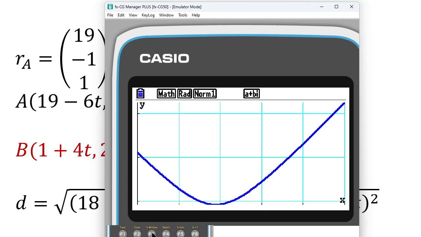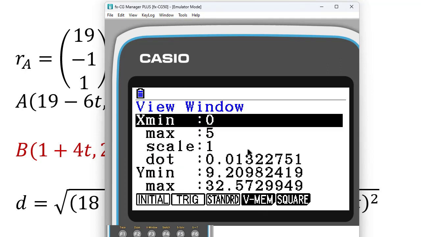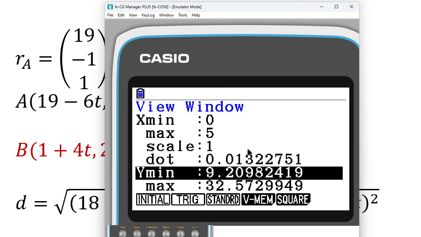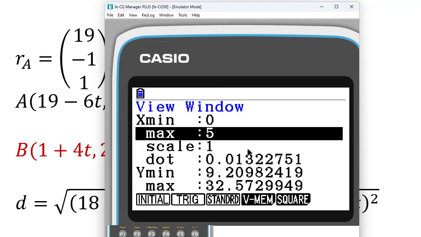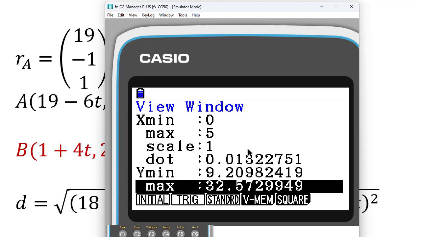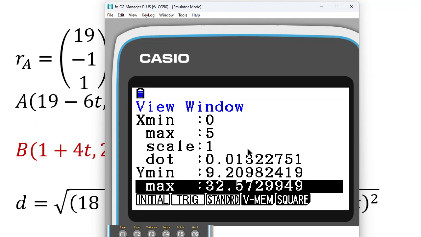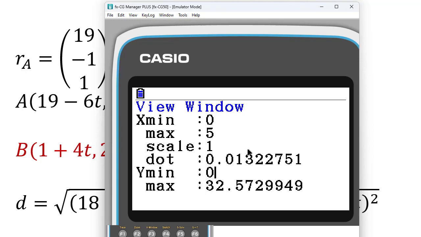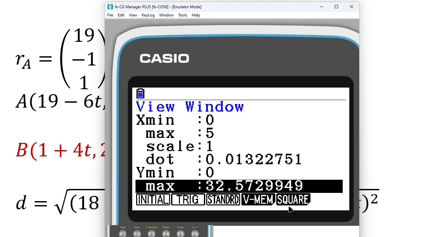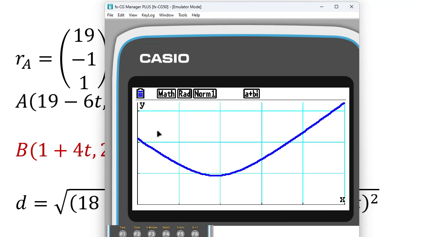Looks really nice, but then I go back to view window, and so many of you just skip this step. Back to view window, and you see the x's are still the same. Zoom Auto has sorted out the y's, but I'm going to make that 0. That means the origin is on the screen, and when I draw it, I get a really nice diagram where the origin is there, and I can really see what's going on.